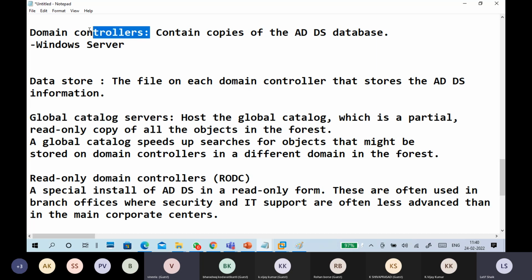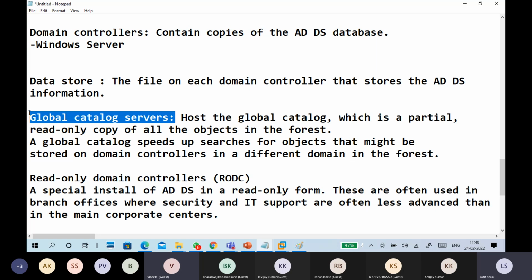It is nothing but a domain controller. What is a domain controller? It is nothing but your Windows server only. Okay, it means it is also a server. But global catalog means partial information from all domains. We have a lot of domain controllers and domains, right? So for the different domains in the forest, their database's partial information is stored in the global catalog server.